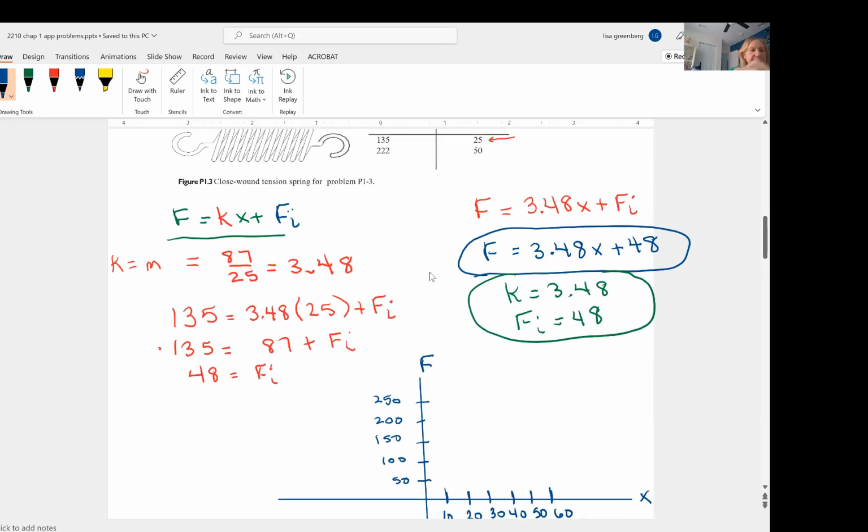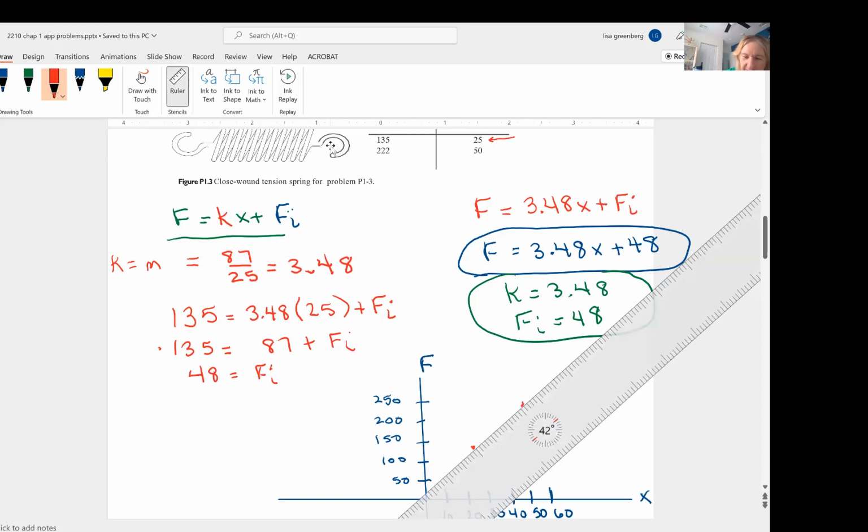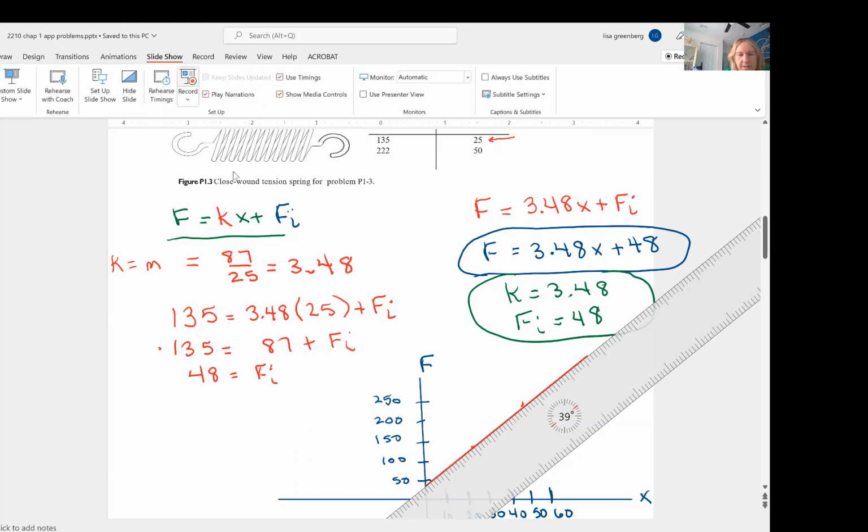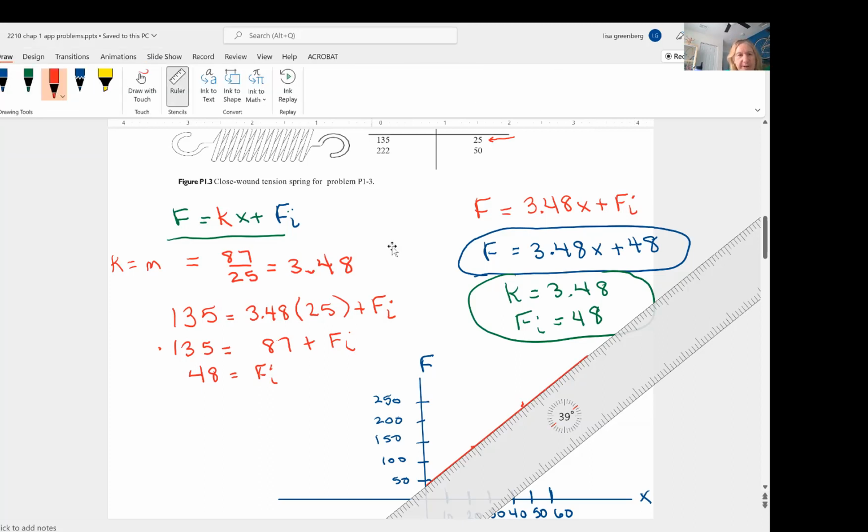Okay, so our first point is 25, 135. So 25, 135, let's say that's right about there. And our second number is 50, 222. So let's make that right there. And actually, it's going to have to go through 0, 48 because that's our y-intercept. So let's kind of move it so that it does that. There we go. So now there's the equation of my line.